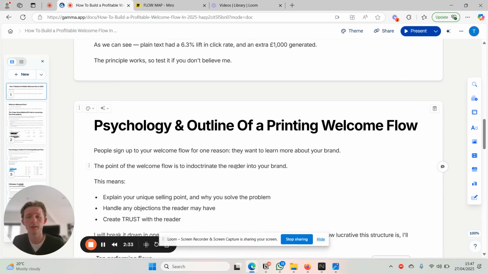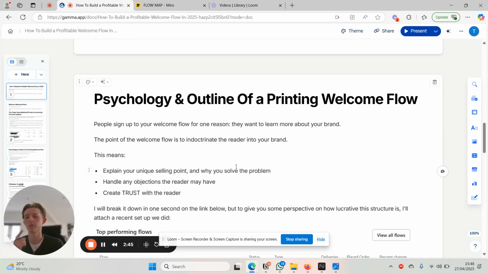The next part is the psychology and outline of a winning welcome flow. People sign up to your welcome flow for one reason. They want to learn more about your brand. The point of the welcome flow is therefore to indoctrinate the reader into your brand. This means explain your unique selling point, why you solve X problem, and handle any objections the reader may have. But ultimately, the main goal is creating trust with the reader, and an emphasis on trust.